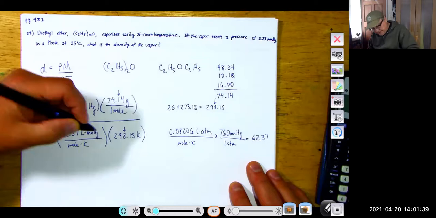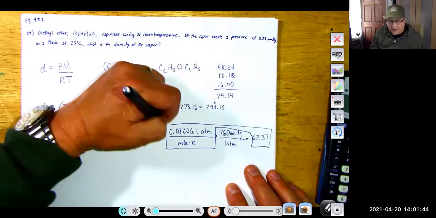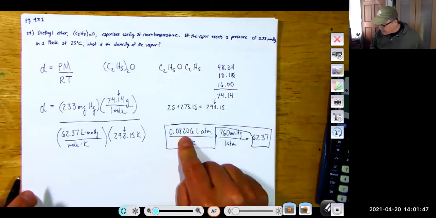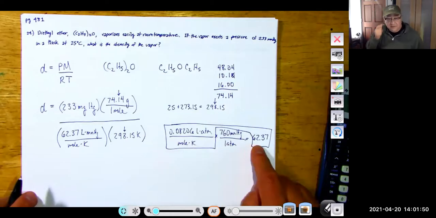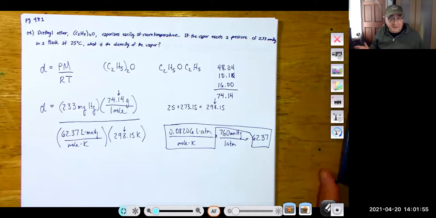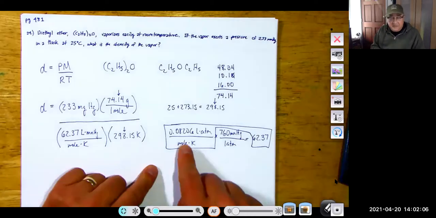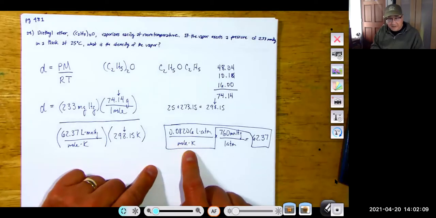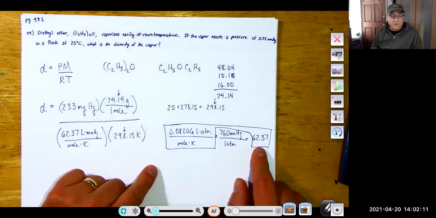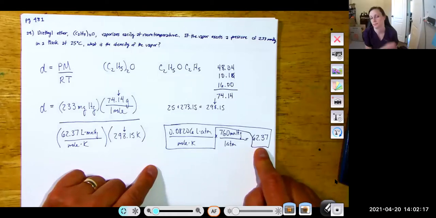So honestly, these are things that I would put on my index card because I don't want to try to remember that. And I don't want to try to remember 62.37 because I memorized 62.4, only 3 significant figures. But in this class, we go the extra digit. So on my index card, I would write this down. This has all the units here. And I'd write this down and understand, oh, that's the one with millimeters of mercury.